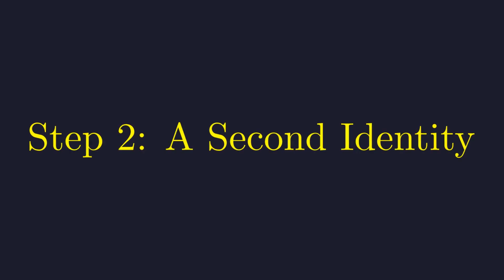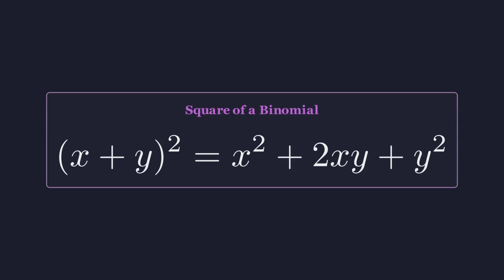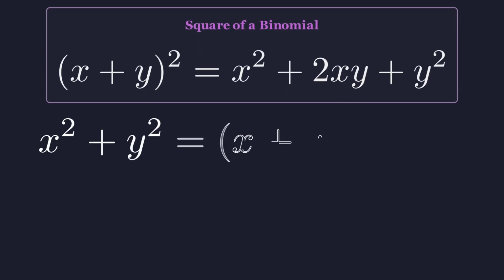The problem is, we have x squared and y squared showing up here, and we don't know what those are individually. But there's another identity that can help us out. You probably remember this one from algebra. When you square x plus y, you get x squared plus 2xy plus y squared. It's the classic binomial square formula. What's useful here is that we can rearrange this to isolate x squared plus y squared. If we subtract 2xy from both sides, we get x squared plus y squared in terms of things we actually know or are trying to find.